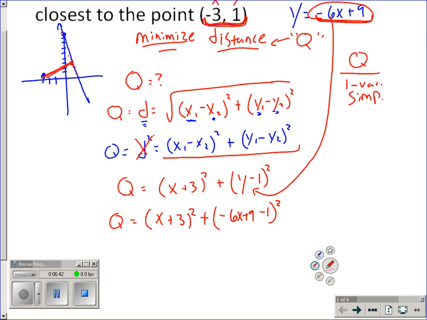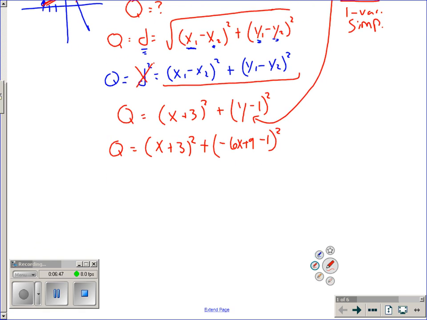There it is. That's all it is. Well, we can check off the whole one variable thing. Now it just has to be simplified. Simplifying is not too bad in this case. Q equals x plus 3 squared plus, and the only simplification I really need to do is inside this parenthesis. So there we go. Now I've got one variable, I've got it simplified, and it's not too bad. I can just take the derivative, and we're trying to find a minimum value.